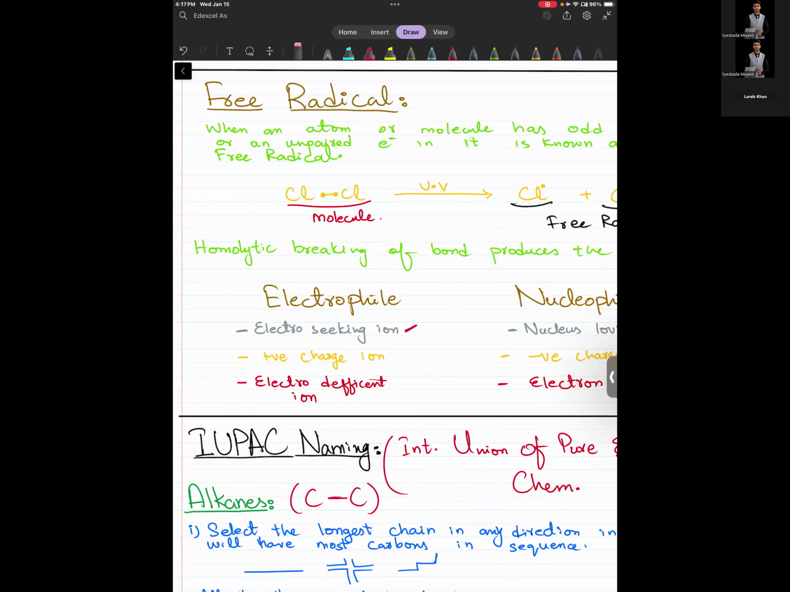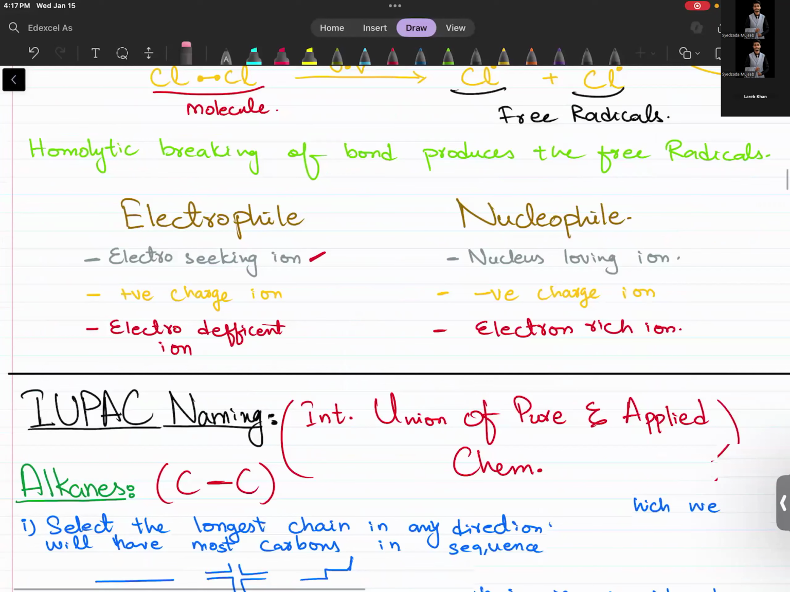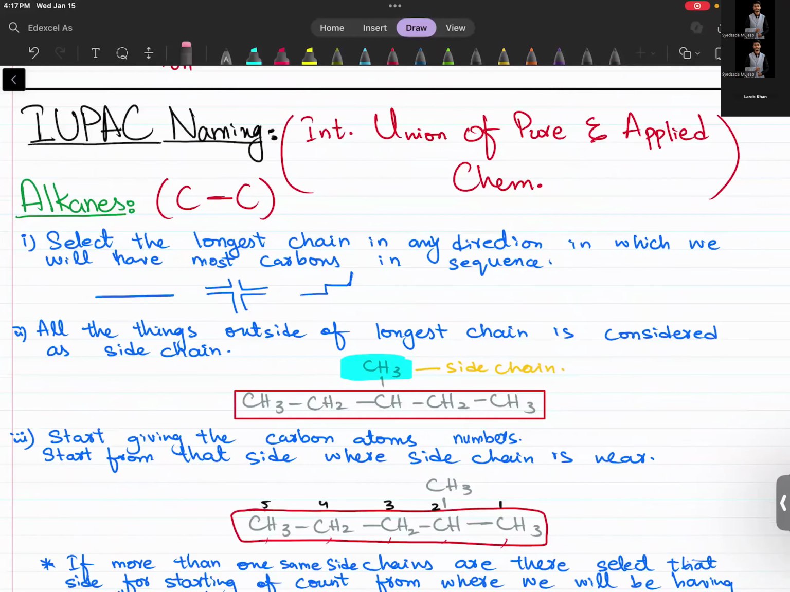Okay. Now let's see this. Now we need to move towards IUPAC naming. What is IUPAC naming? IUPAC means the International Union of Pure and Applied Chemistry. These are basically the rules.